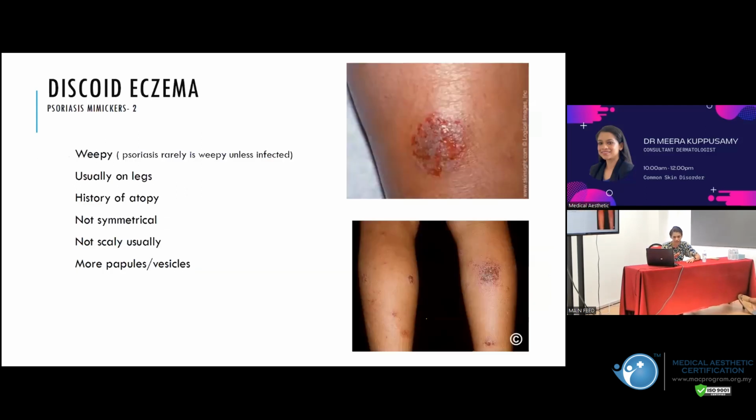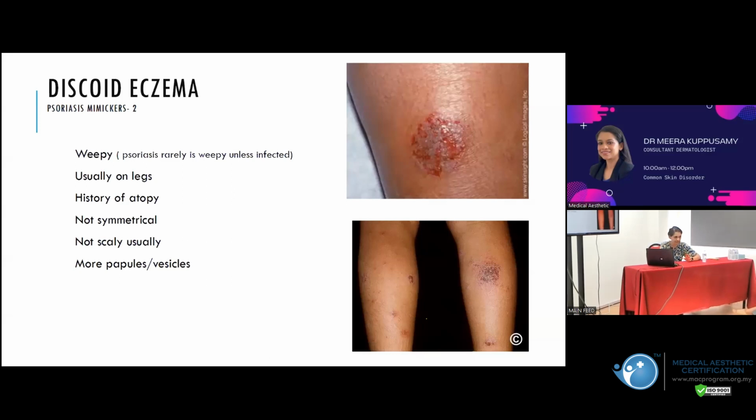What can look like psoriasis, but is not psoriasis? A form of eczema called discoid eczema. So they form small discs, or coin-shaped lesions, on the legs. And these are sometimes misdiagnosed as psoriasis. And they're usually quite wet. So this discoid eczema, most of the time, is wet and forms crust.